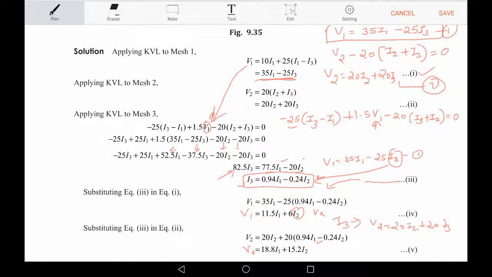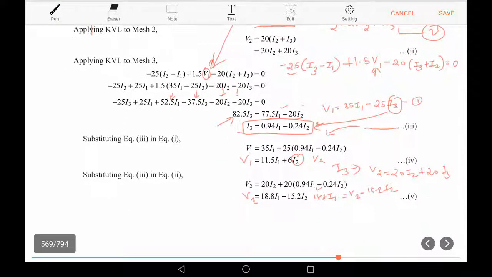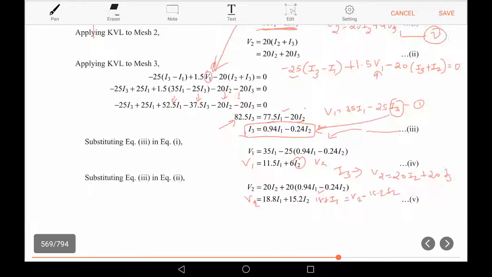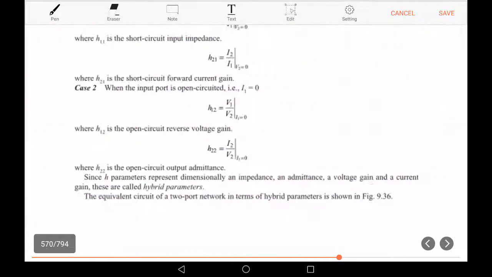V2 in terms of I1 and I2. Then this V2 we got, along with the expression for V1 we got earlier. From this we need to eliminate I2. We can write I1 is equal to, or 18.8 I1 is equal to V2 minus 15.2 I2. Then find I1, and with the I1 we get, substitute directly into the expression for V1.